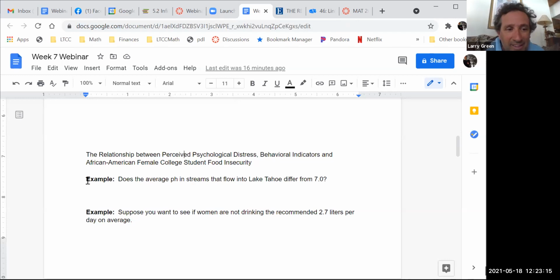This is a personal example, and I'll explain why it's personal in a bit. And that is, does average pH in the streams that flow into Lake Tahoe differ from 7.0? Let me tell you why this one's personal. I'm not sure if those of you who are Tahoe people know what happened on Saturday. Something called Snapshot Day. Have you heard of it?